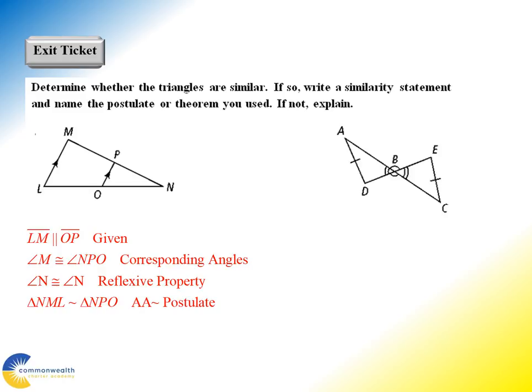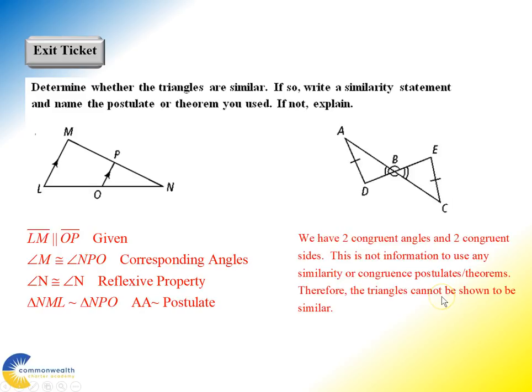I certainly do not have any side measurements to confirm any other side proportions. And as it would seem to be, it would have to be a 1-to-1 ratio. So I would have to somehow know that these two triangles are congruent if they're going to be similar. So we have these two congruent angles and two congruent sides, but this is not enough information for us to use any similarity or congruence theorems or postulates. So therefore, there's not enough information here to state that the triangles are similar to each other.